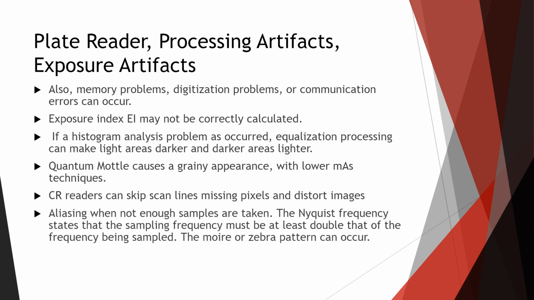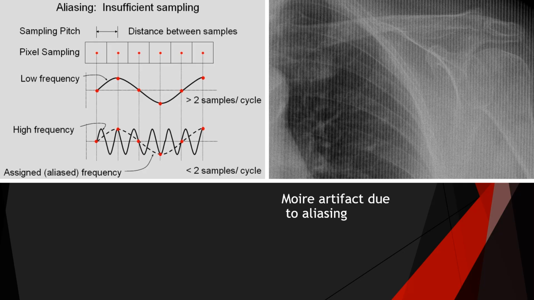Aliasing can occur when not enough samples are taken. The Nyquist frequency states that the sampling frequency must be at least double that of the frequency being sampled. So we have to sample electronically. Could be analog, I guess, but this is all digital. So electronically, we have to sample the incoming frequency more than twice. And what can occur is the moire or zebra pattern. So we'll talk about the aliasing artifact, which is insufficient sampling.